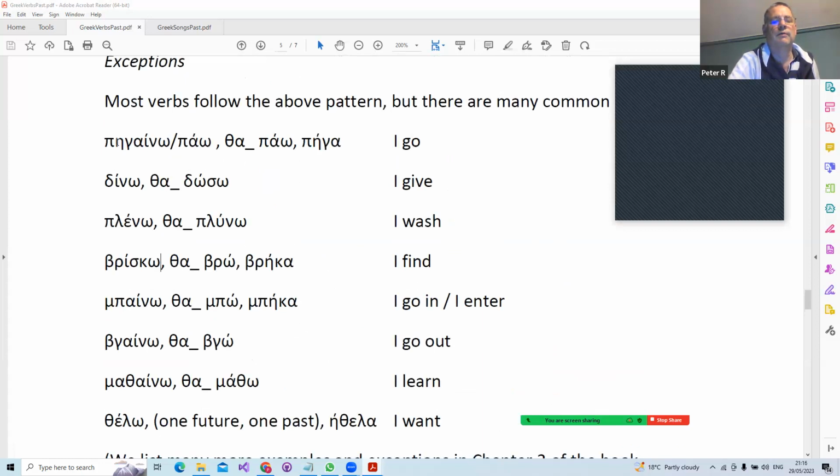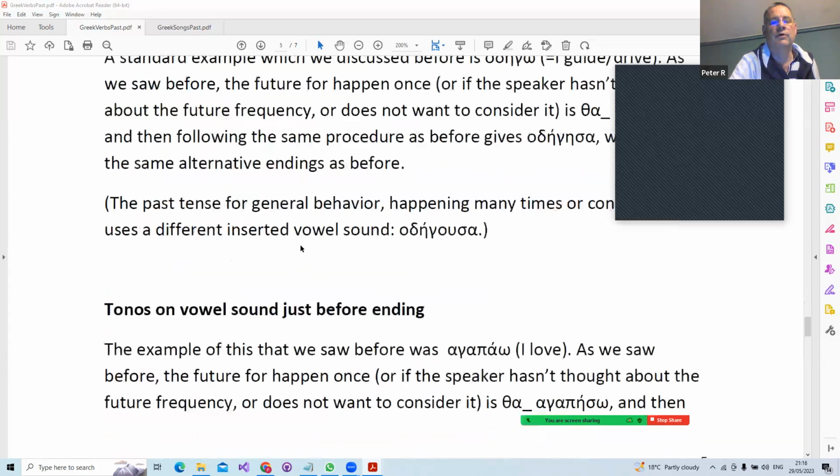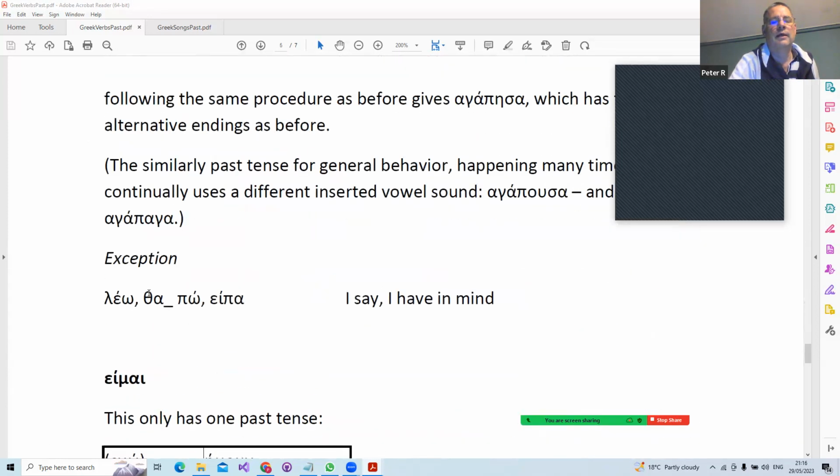To be honest, I would say you do need to know pigaino for going. Leo, I mentioned, and you can easily mix up thapao and thapo. Thapao is I go, and from Leo that becomes thapo, and the past of that is ipa. So you said ipes, with the es ending.